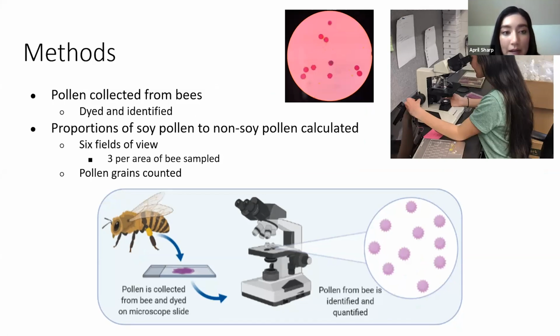Then using my microscope, I selected 6 fields of view at 400 magnification. I selected 3 fields of view per area of the bee I sampled, and I counted the pollen grains and identified them.